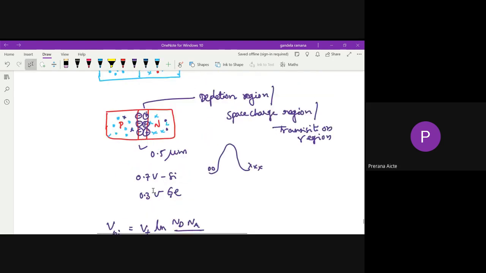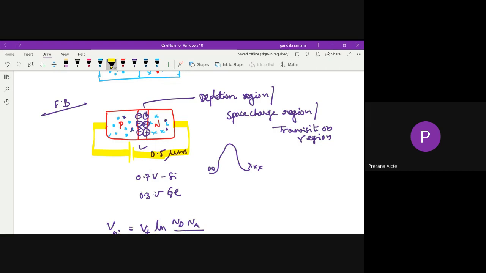Suppose when you are applying voltage, this PN junction diode is forward biased. So when you are applying voltage, what happens?